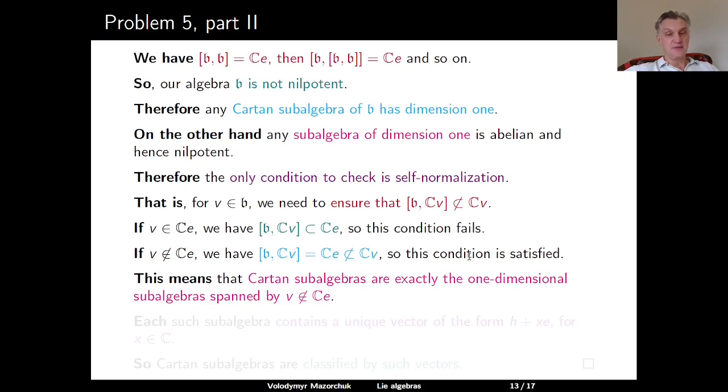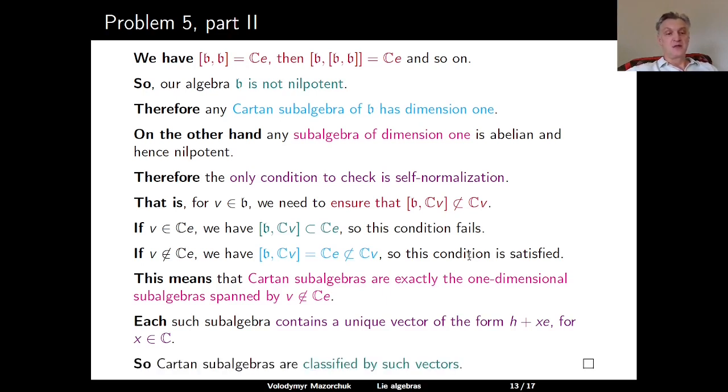This means that Cartan subalgebras are exactly the one-dimensional subalgebras spanned by elements V which are outside the linear span of E. Each such subalgebra contains a unique vector of the form H plus XE, where X is some complex number. So Cartan subalgebras are classified by such vectors. And this completes problem 5.